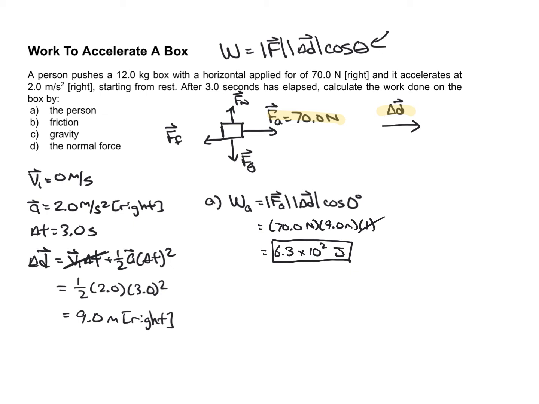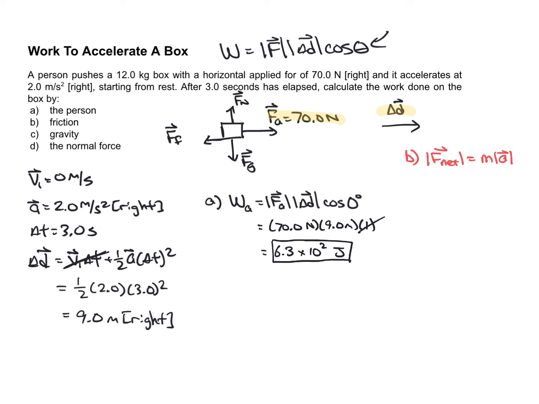Part B, find the work done by the force of friction. So I have a problem here. I don't know how many newtons friction is, but I can find it out. Again, I'm just reviewing a little bit of Unit 1 stuff here. So I'm going to set up an equation by analyzing the free body diagram. First of all, I know it's accelerating, so the forces are not balanced. And I'm going to start with Newton's second law.